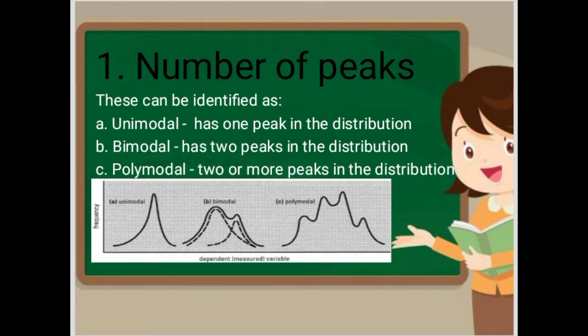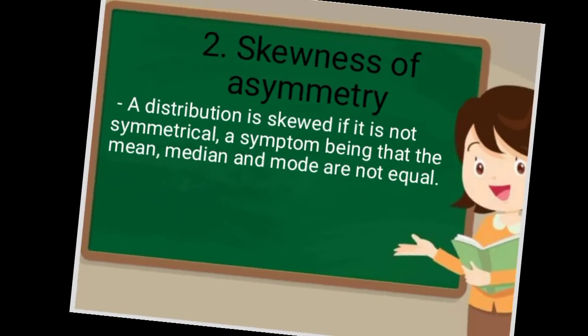So when we say unimodal, it describes a graph that has only one peak, and the bimodal has two peaks, and the polymodal has two or more peaks in one graph.